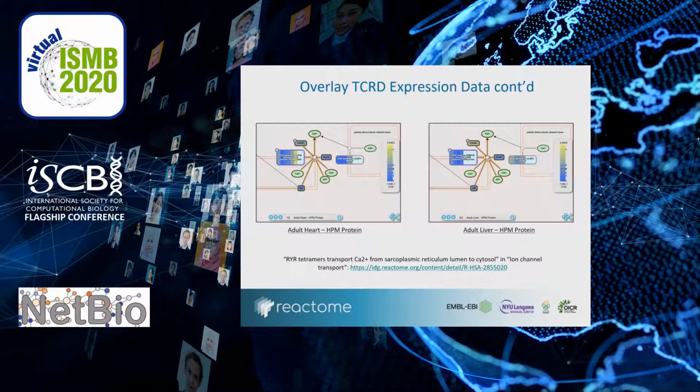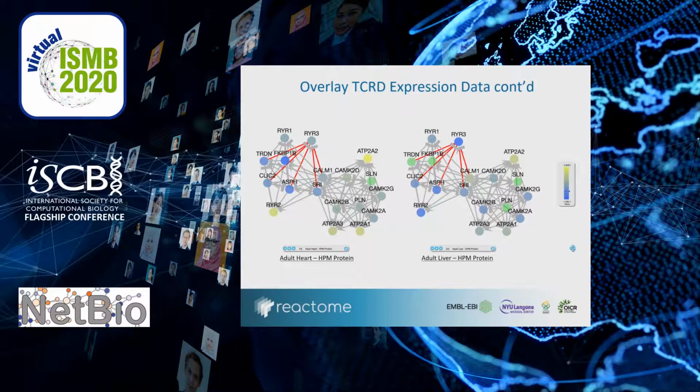In the past, we would have had to have performed pathway enrichment analysis to overlay this data onto the pathway diagrams. The portal also supports the overlay of expression data collected from the IDG project, for example, Human Proteome Map protein expression data for heart and liver. The focus is on one reaction, and on average, proteins involved in this reaction have higher expression in the heart than in the liver.